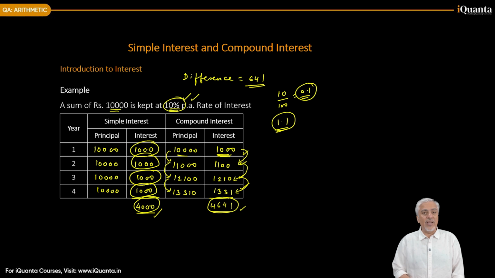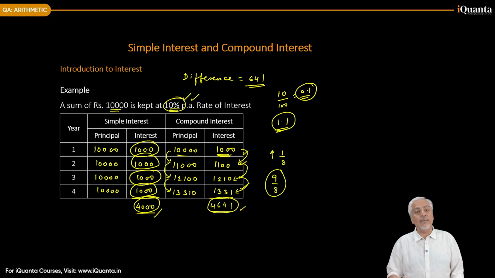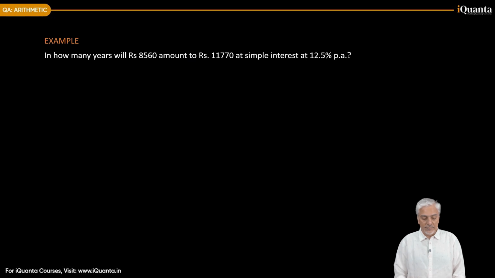Suppose the rate was 12.5%. We know 12.5% is the increment of 1 by 8. That means it will become 9 by 8. And hence every time it will keep becoming 9 by 8 and so on. Okay, let's understand some questions. So now we're going to take 4-5 examples.